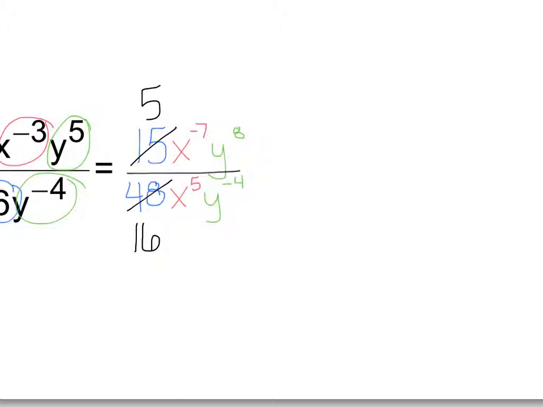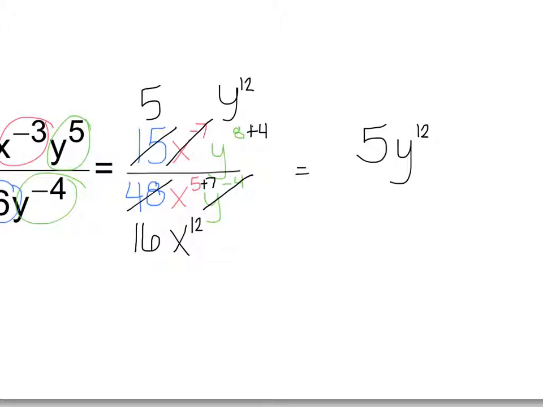Okay, my x's, if I move this down to the bottom, it becomes a plus 7. So that x to 12th. I'm going to move my y up by saying plus 4. It was negative in the bottom, so it's positive in the top. So I have y to the 12th. Okay, I'm going to write it all out together. So 5 y to the 12th over 16 x to the 12th.